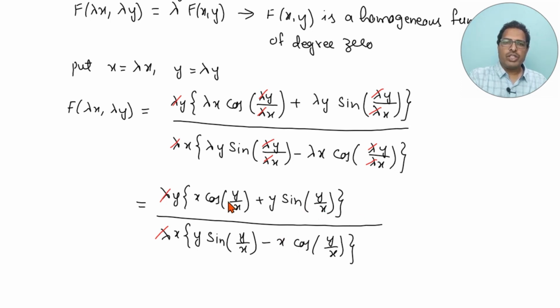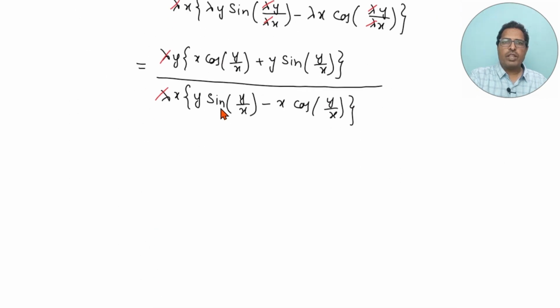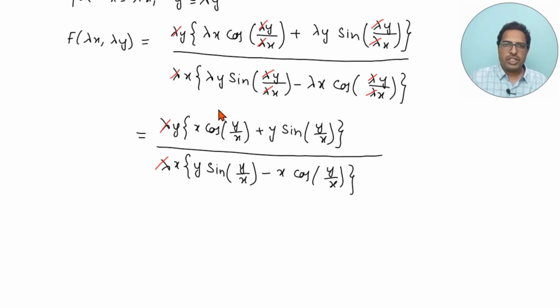Now try to check, is this expression that we have over here not f of x comma y itself? Just check it. It is the same f of x comma y. Therefore, this function we have got as f of x comma y. Or I can rewrite this as, left hand side is the same, lambda power of 0 into f of x comma y.